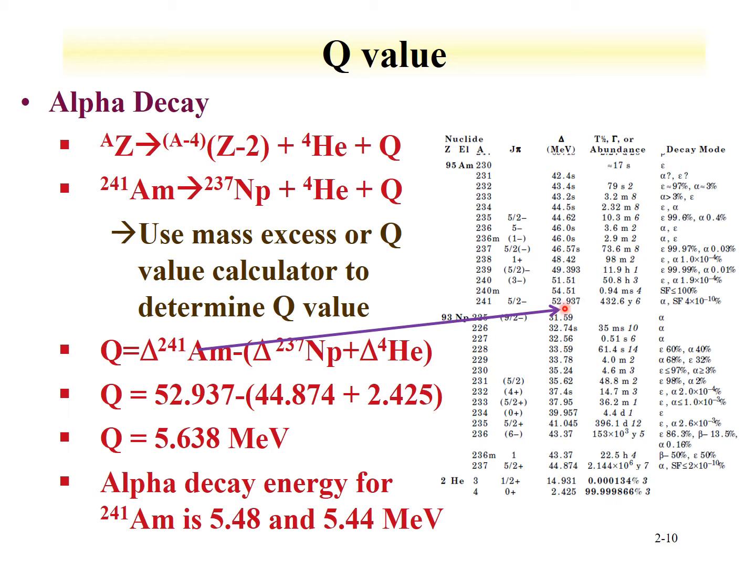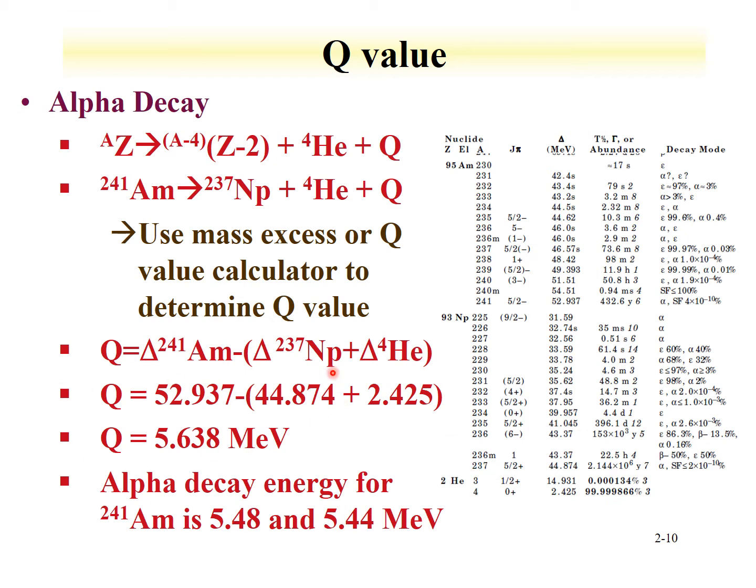241, the mass excess is listed here. The mass excess of neptunium-237 is listed here. And the mass excess for the helium nucleus is listed here. I pulled this out of a compendium of information and data that's in the back of the textbook, Nuclear and Radiochemistry.